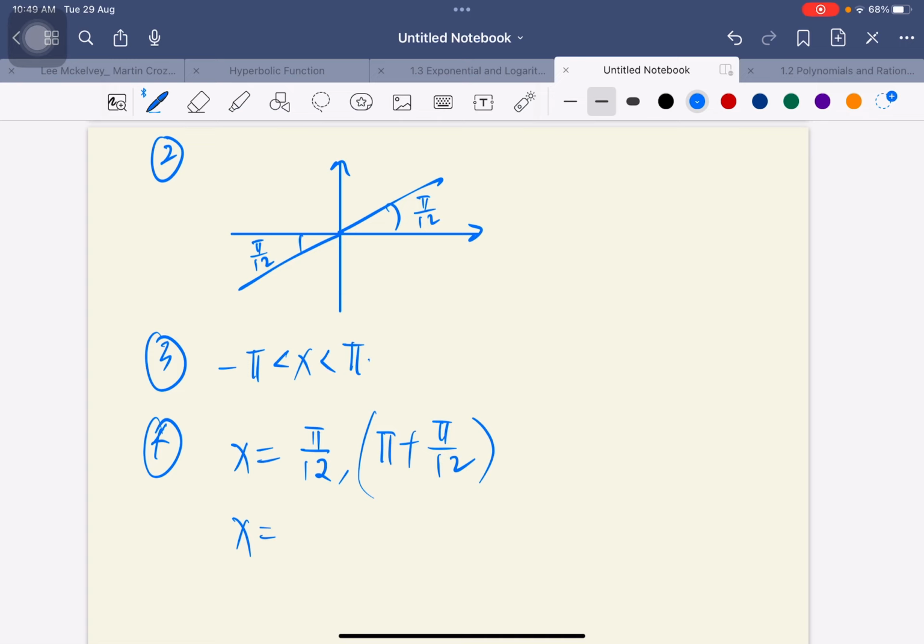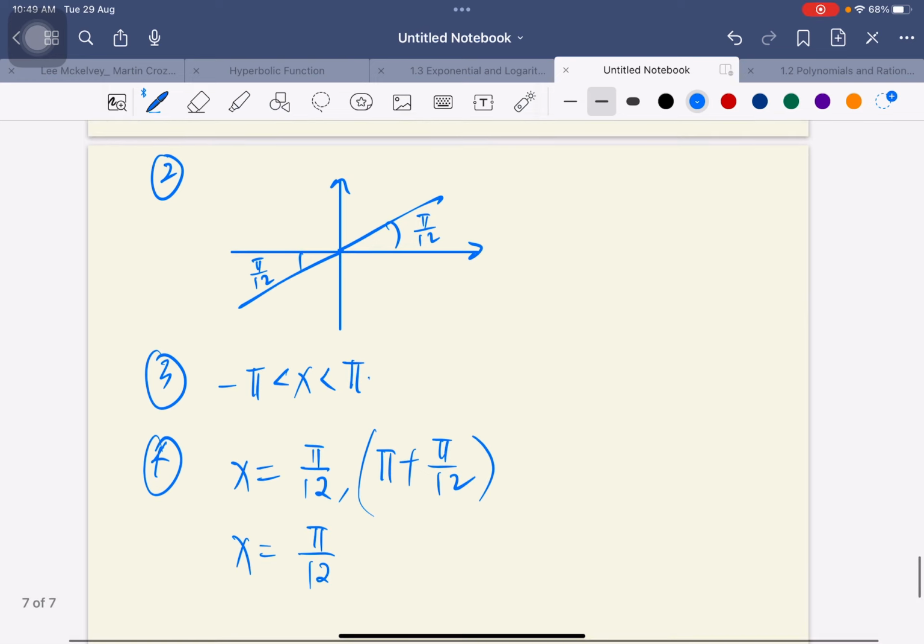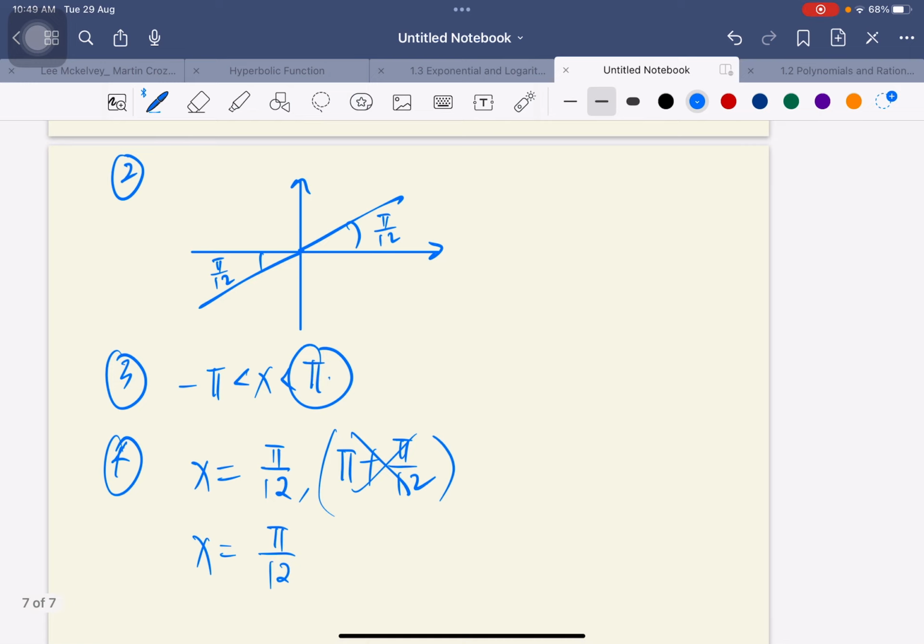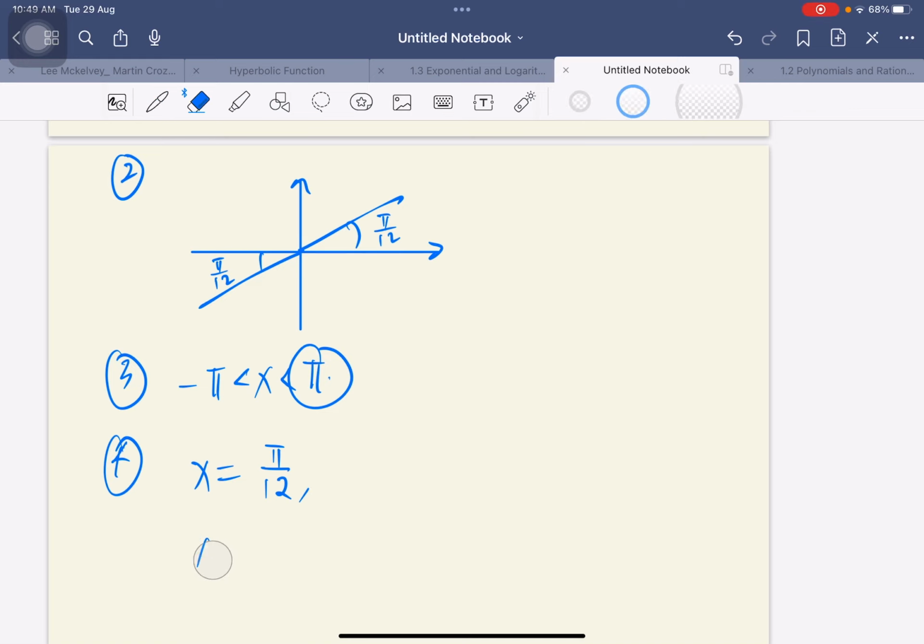So the answer will be pi over 12. Oh wait, sorry. The range given is from negative pi to pi, so this is not allowed. We need to be careful with the range given, because the range is from negative pi to pi. That means this is not accepted. I need to be careful with it.